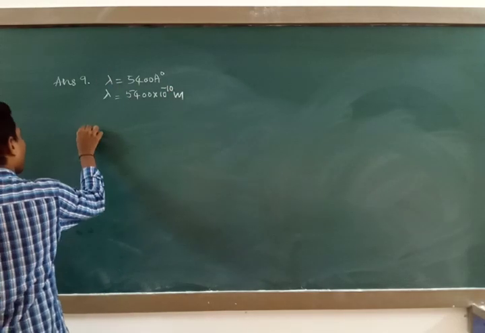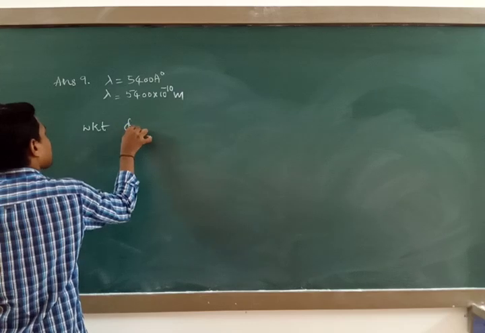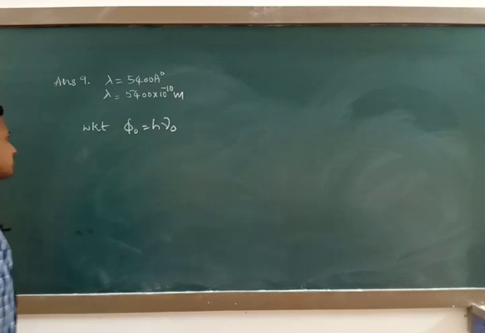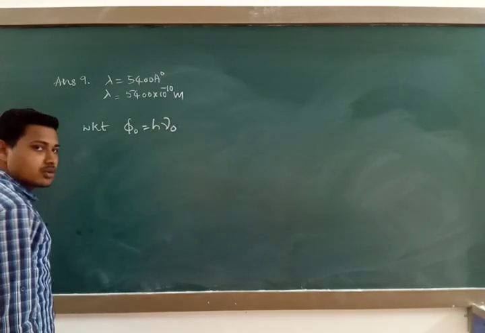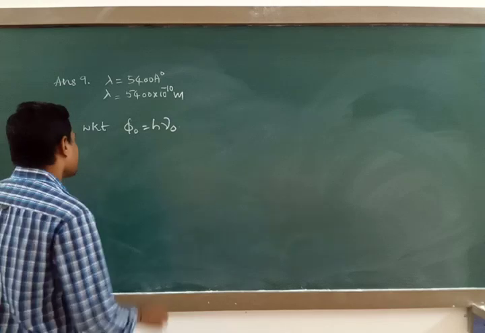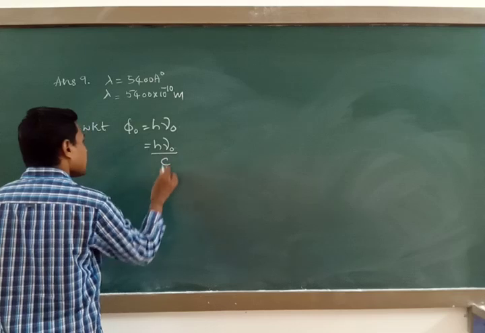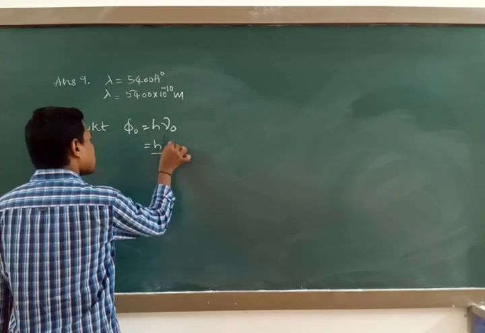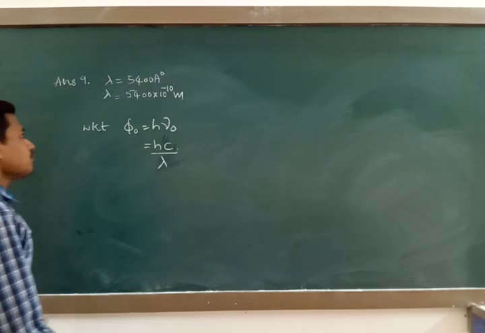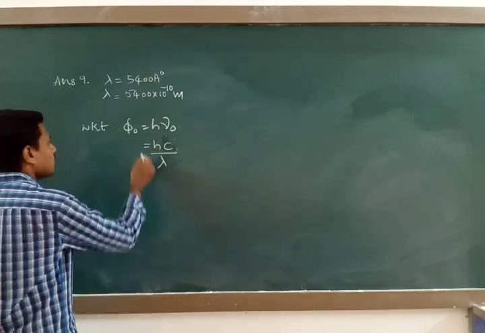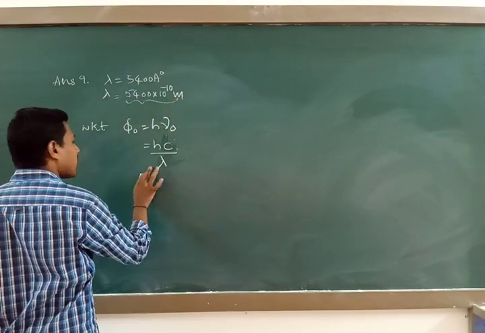We know that work function is related to the threshold frequency: phi naught is equal to h nu naught, where nu naught is the threshold frequency. Threshold frequency can be written as nu naught equals c by lambda, so the work function is hc by lambda. Here you will require the value of h as well as the value of c, and you know the value of lambda because it is given in the question itself. Therefore, you can easily get the value of work function.